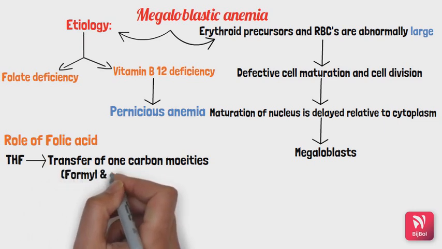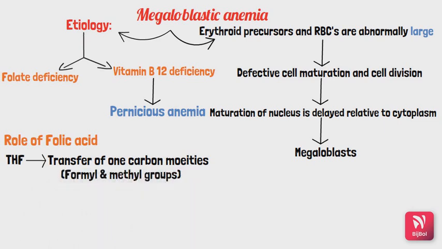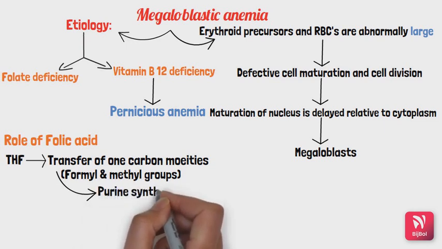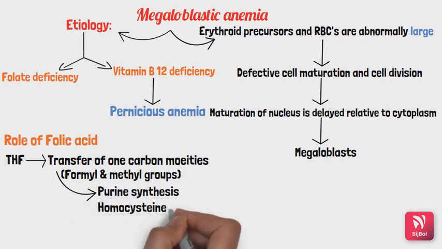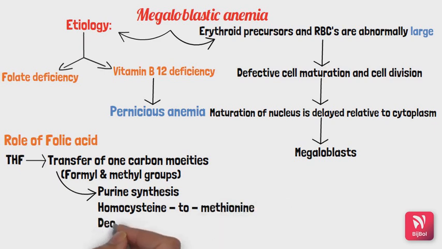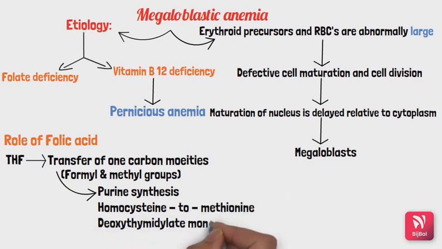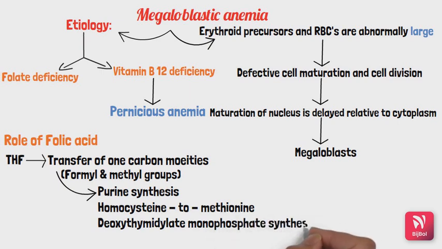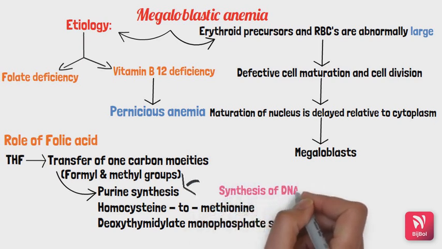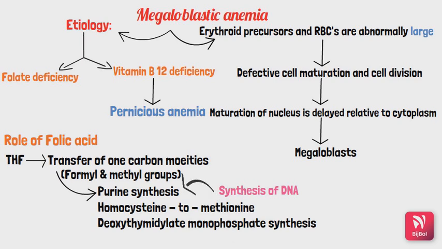What these formyl and methyl groups, that is one-carbon moieties, do is they help in the synthesis of various proteins that are needed for the synthesis of DNA, like purine synthesis. Purines are part of DNA, and this also helps in the conversion of homocysteine to methionine, and in deoxythymidylate monophosphate synthesis also. So all three, that is purine, homocysteine to methionine and deoxythymidylate, are helpful in the synthesis of DNA. Okay, so this is when folic acid is normal and helping in transfer of one-carbon moieties.